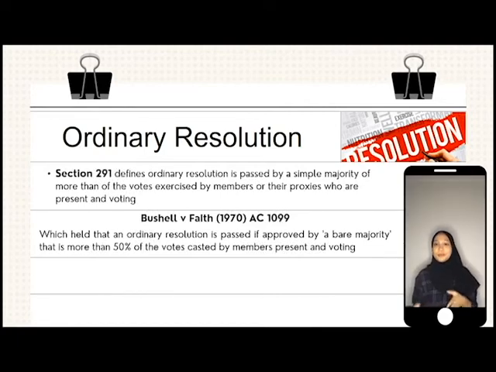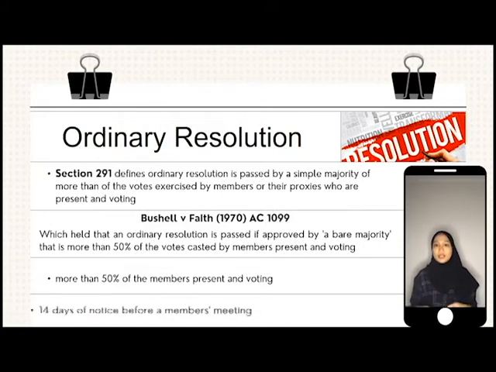We know from the preceding cases that the ordinary resolution must be passed by more than half of the votes cast by members present and voting. Furthermore, because a company must provide at least 14 days notice before a member meeting and all necessary resolutions are ordinary resolutions, the members must be provided with at least 14 days notice before voting on an ordinary resolution.